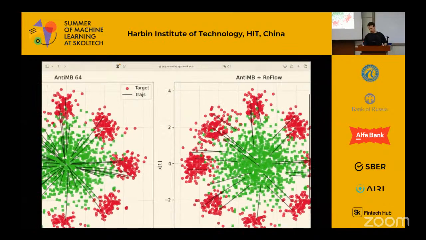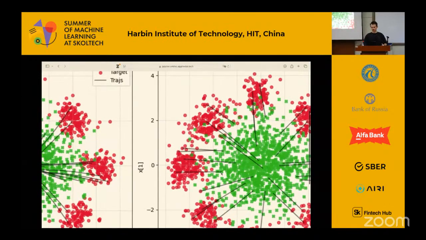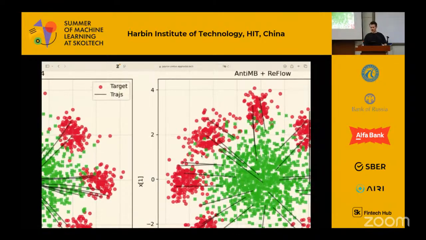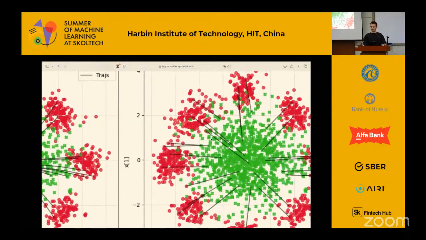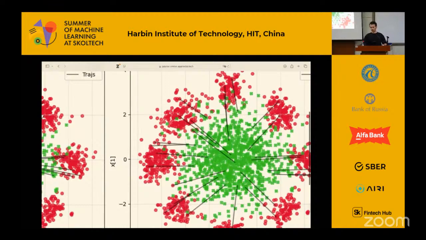So for example, if you start from this point, it goes to the closest point from the 8 Gaussians, a point from this Gaussian. If you start from this other point, it goes to the closest point from the red distribution, a point from that Gaussian, not from this Gaussian. So if you have an optimal transport plan, you will not go from here to here, but you will go from here to the closest Gaussian.